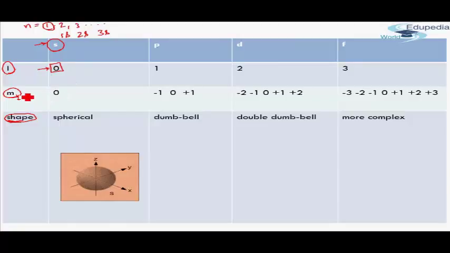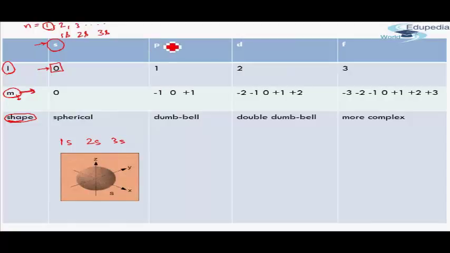So let's look at their magnetic quantum number. This magnetic quantum number for s has only one value, which is again 0. And its shape is spherical. That means all s orbitals in the world are spherical in nature. They are like 3D spherical balls, like your cricket ball or your tennis ball. So whether it is 1s, 2s or 3s, or 4s, 5s, any s orbital will have this shape.